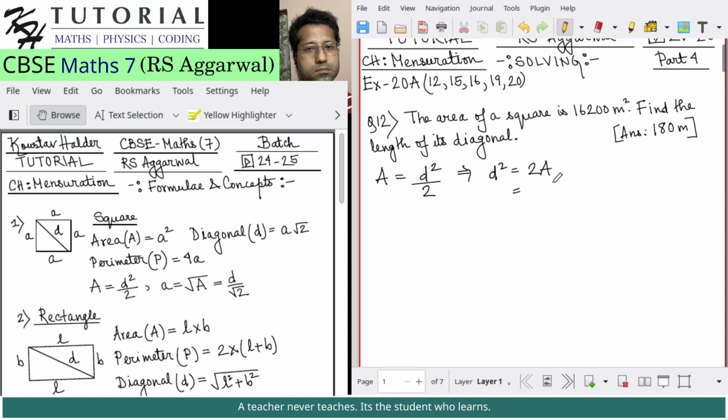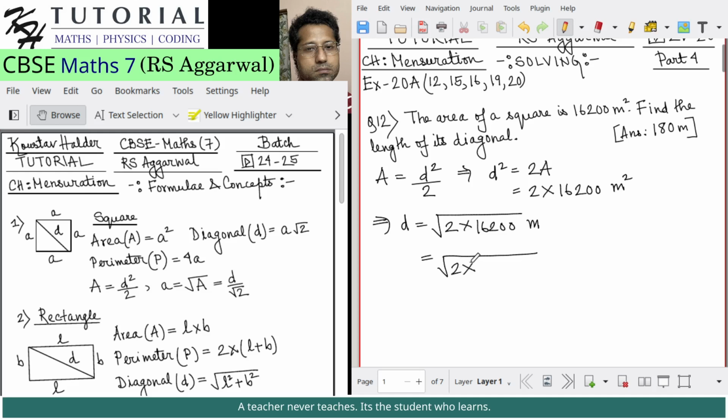The area of the square is given, which is 16200 meter square. So d square is equal to 2 into 16,200 meter square. Now we have to find the diagonal, so d will be equal to square root of 2 multiplied by 16200 meter. Now we have to find the square root of this.